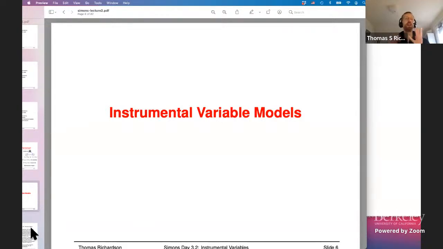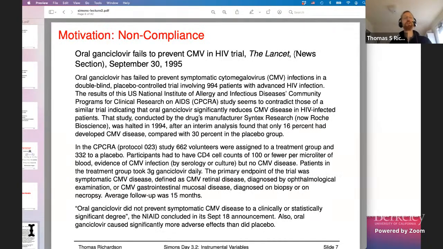Could there be something somewhere between a randomized experiment and an observational study? For example, what happens when we do a randomized experiment and things don't go quite as we hoped? So here's an example. There's a lot of text on this page.